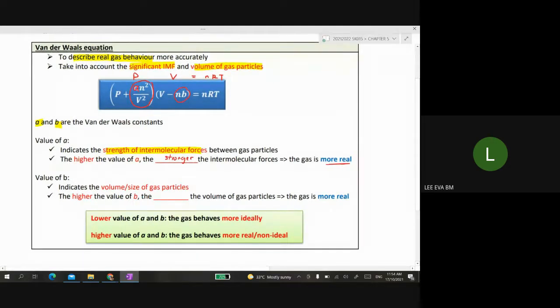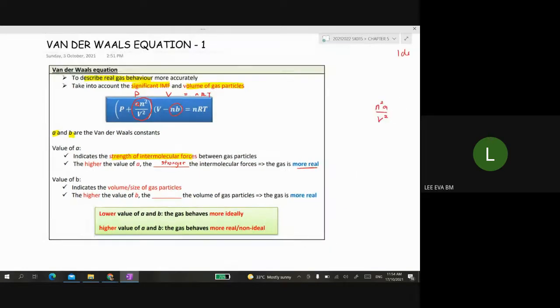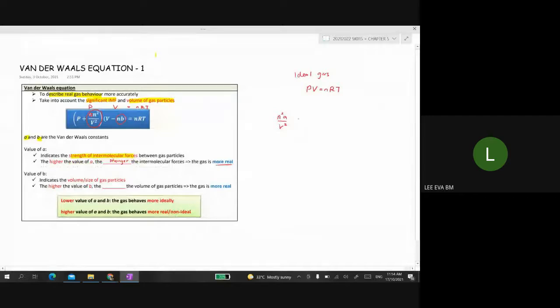Okay. So in terms of A n squared over V squared, actually it has the same unit as pressure. Once again, what is the unit of pressure? So let's say P plus the term over here. So pressure, what is the unit? ATM. Okay, so pressure in the ideal gas law, we have ATM. So the term here all has the unit of ATM. Pressure is ATM, this one has ATM, the whole term over here also has the unit of ATM.